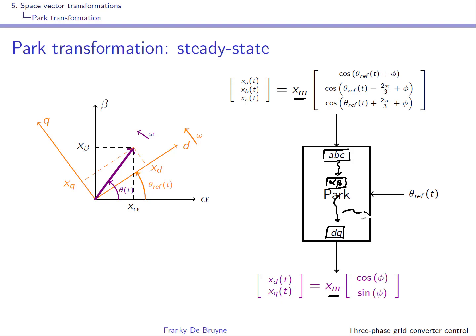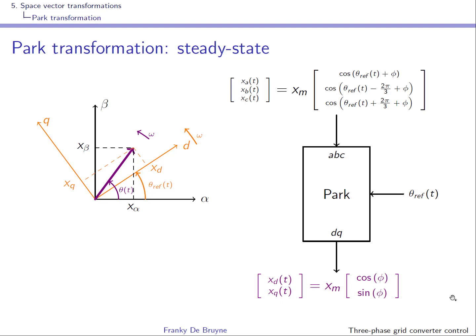So here it's this rotation matrix that is used, that we have introduced previously, and this is using this reference angle, and over here it's this matrix T Clarke that is used to go from the ABC framework to the alpha beta framework.